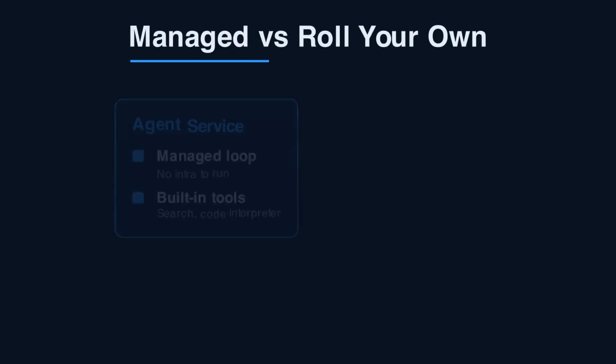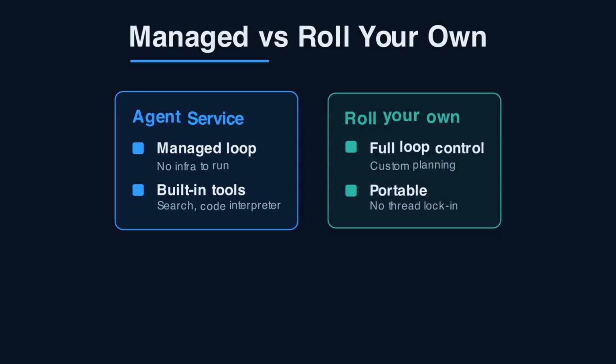So when does this design earn its place? The honest trade-off: the agent service buys you a managed loop, built-in tools, persisted threads, and Entra-based security with no infrastructure. You give up control over the orchestration logic and accept some vendor lock-in around the thread and run model.